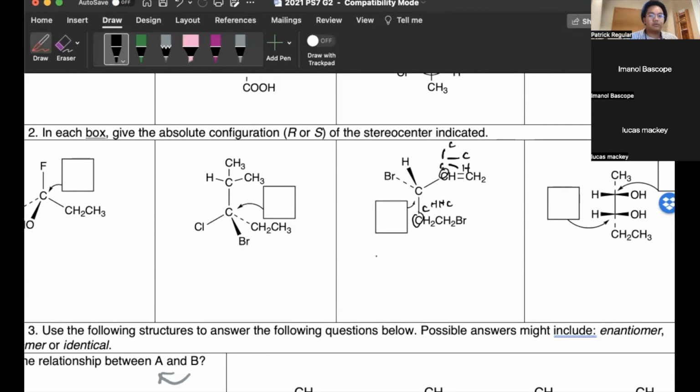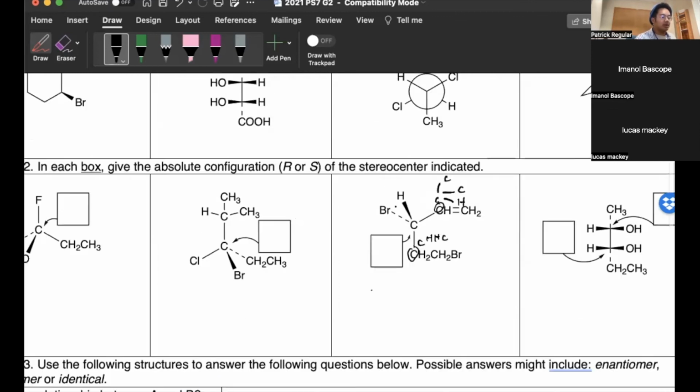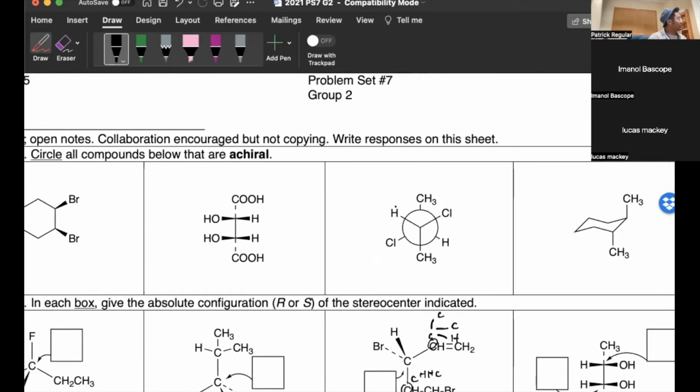Hey Patrick, I just had a question on the first one, third box. Sure. I know the first two are achiral, but I'm not sure if this one is achiral or chiral. Well, the first step is making sure your Newman projections are in eclipsed formations. Is that what you did? Yeah.